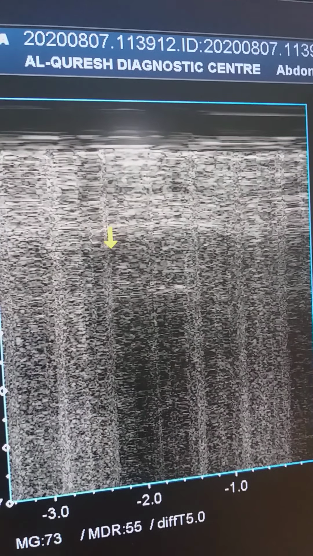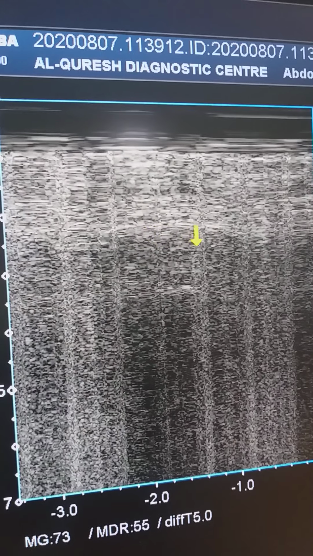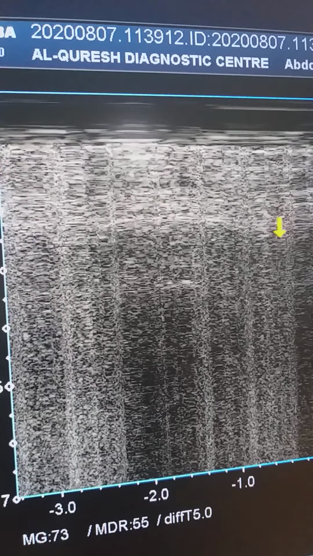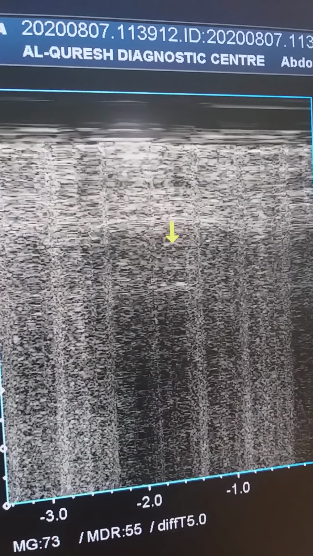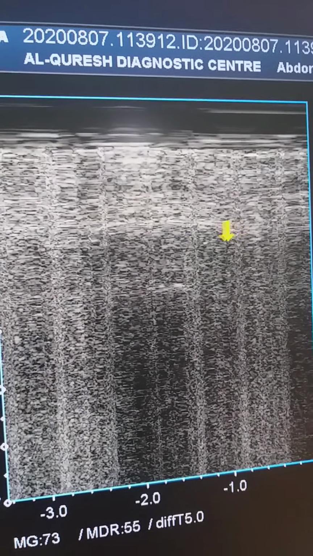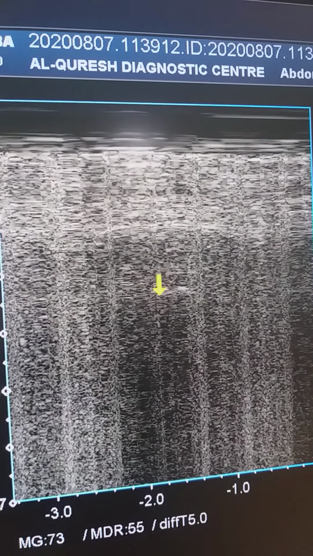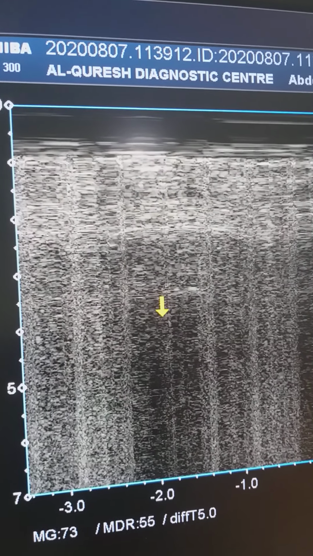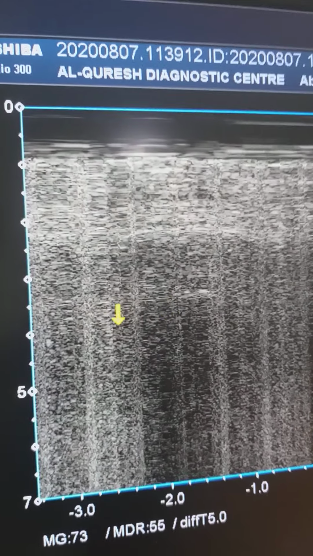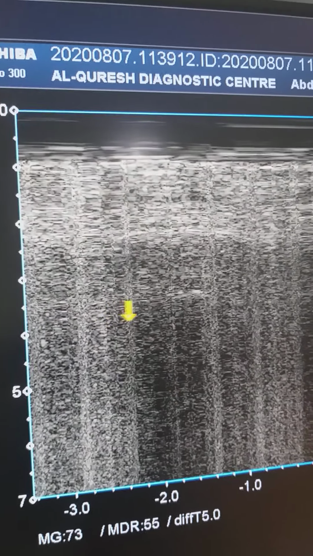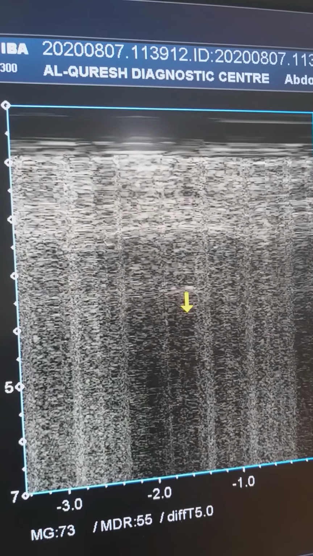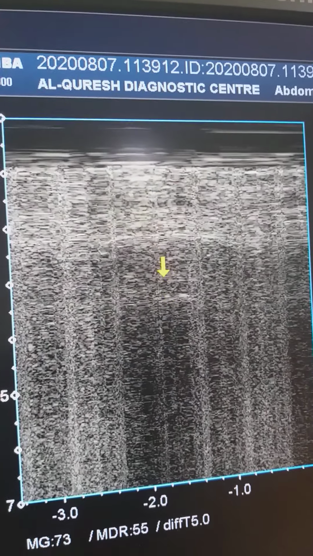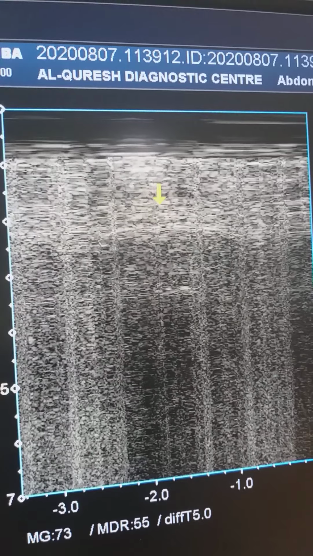And when the sliding is present, the pleural line slides, which is called lung sliding, then the smoothness is disturbed. This is rough. You can appreciate that this is a coarse and rough appearance. So this is called the seashore sign.